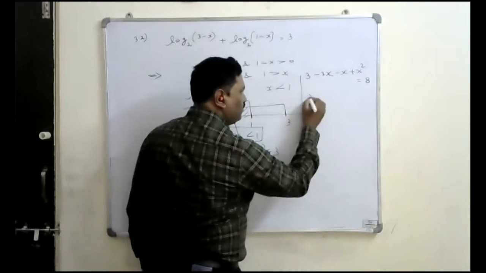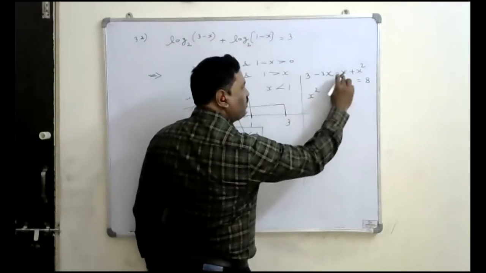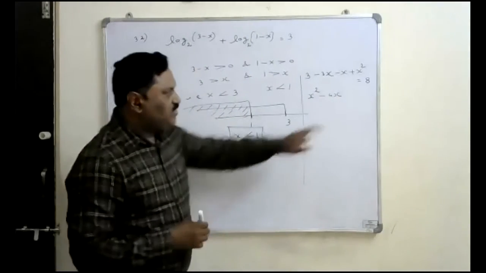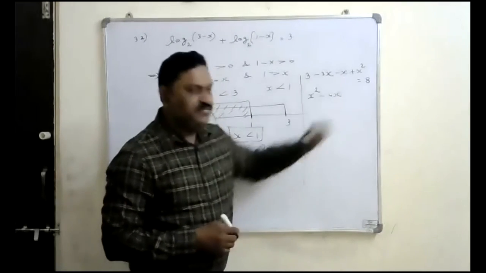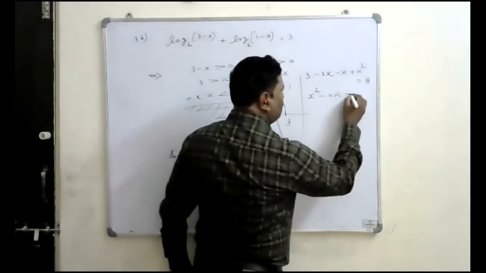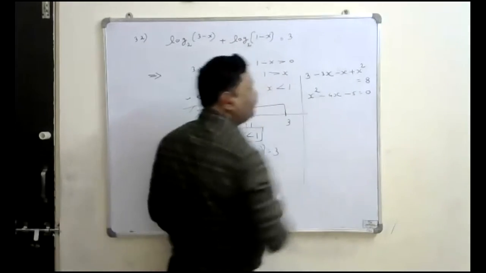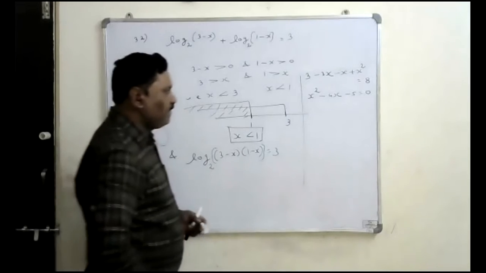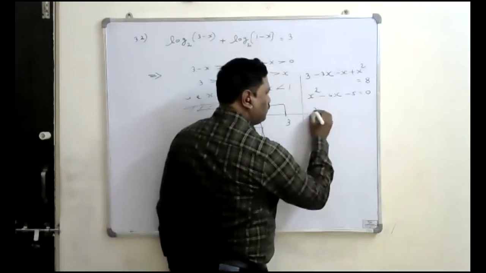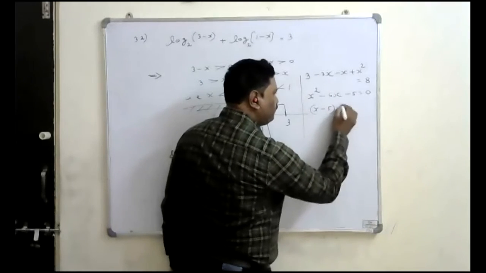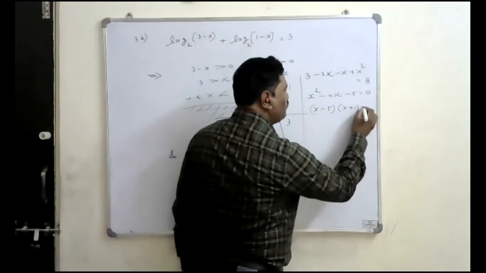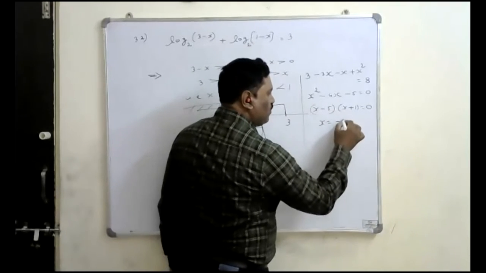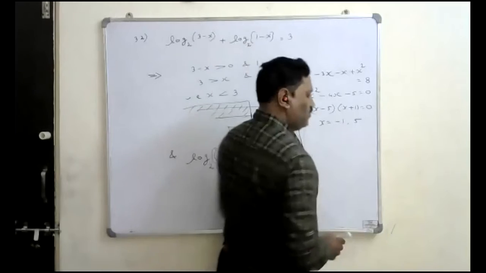Therefore, it is x squared minus 3x minus x, how much? Minus 4x. Bring this 8 to this side, 3 minus 8 is minus 5, equal to 0, right? What are the roots of that? (x minus 5)(x plus 1) is equal to 0. x minus 5 is 0, x plus 1 is 0. What is the value of x? x is equal to 5 or x is equal to minus 1.